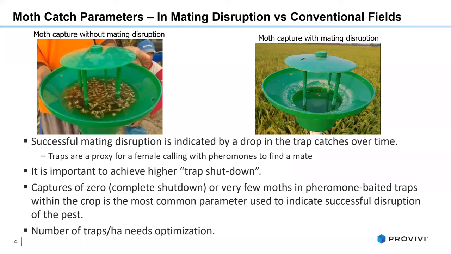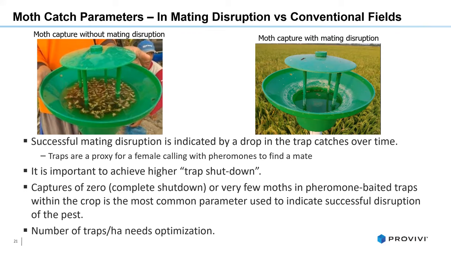So the pheromone lure is nothing but acting as a proxy female. So if the whole area is saturated with pheromone source, the proxy female, which is nothing but the trap, should not be found by the males. So just imagine if we have a trap sitting in the middle and then covered with dispensers, the cloud of pheromone source will camouflage even the proxy female.